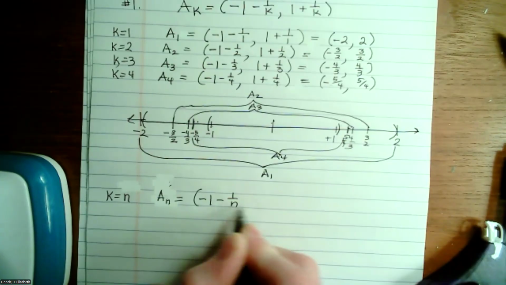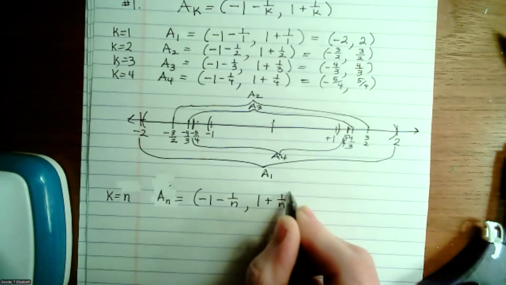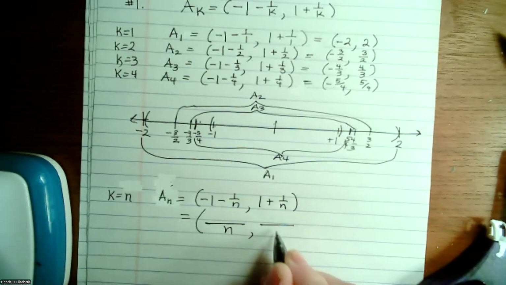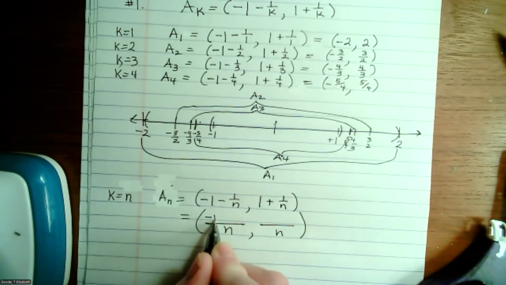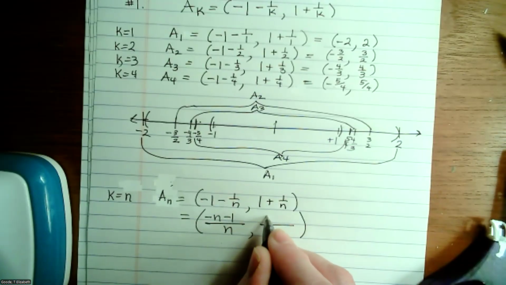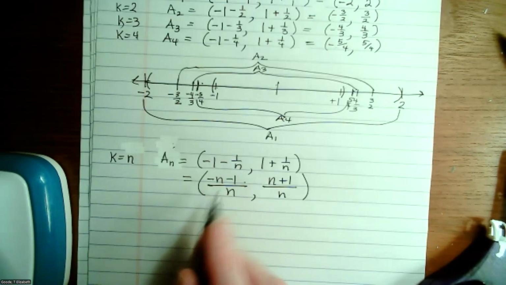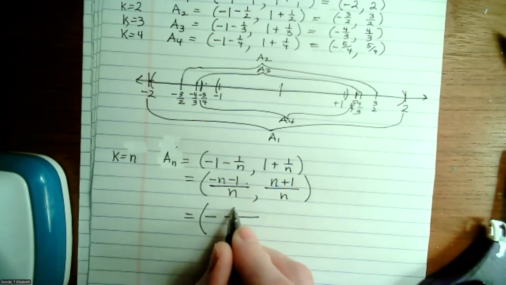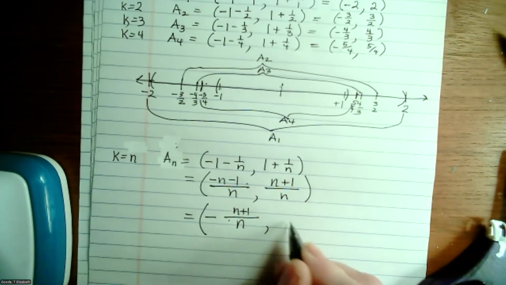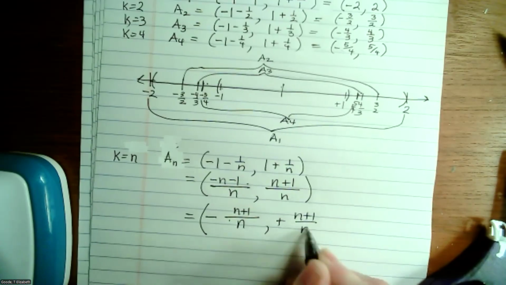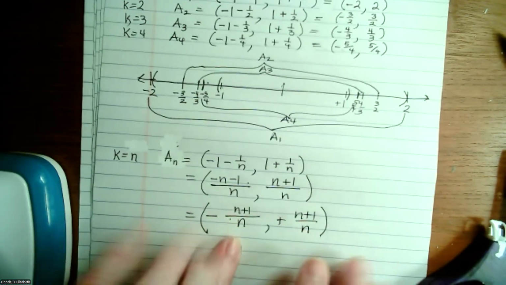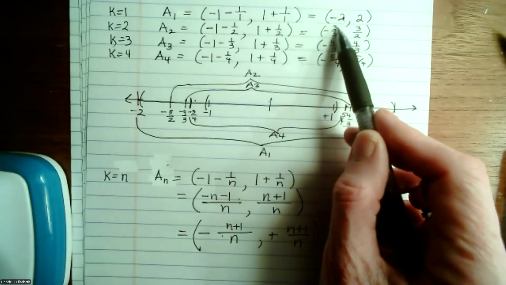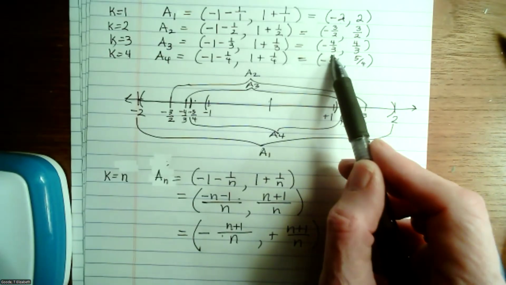But it's going to be -1 minus 1 over n, and then 1 plus 1 over n. And if we want to get a common denominator of n, well, this is -n minus 1. This is n plus 1. But we can bring the negative out. It's negative (n plus 1) over n to positive (n plus 1) over n. You could think about it that way. And if you think about it, that's what's going on here. This is -2 over 1. This is -3 over 2. This is -4 over 3, 5 over 4.